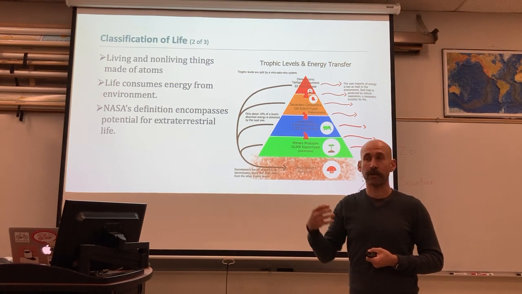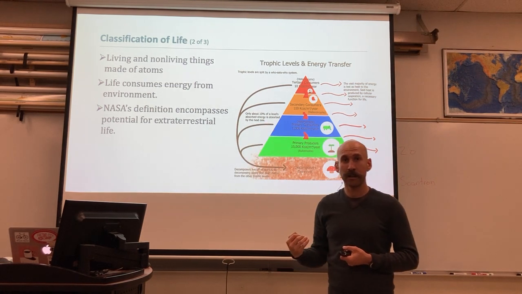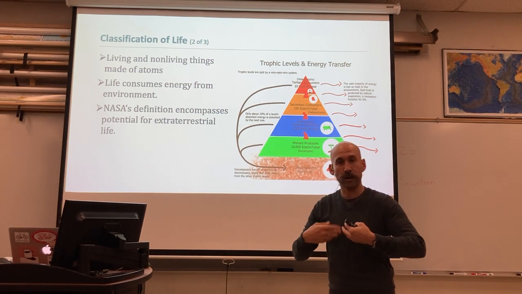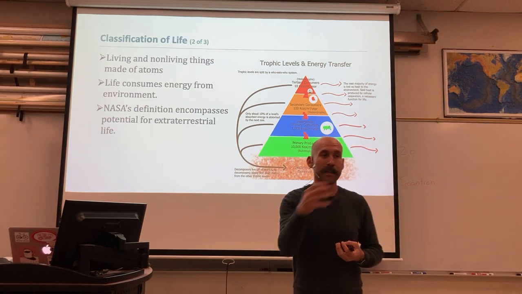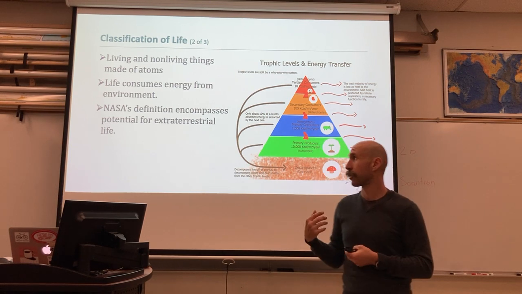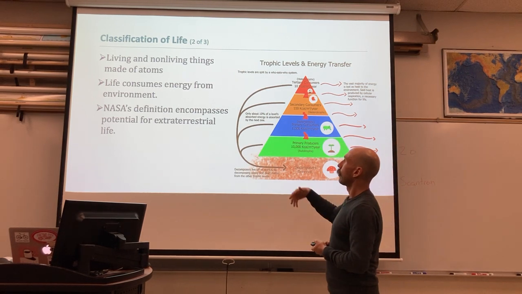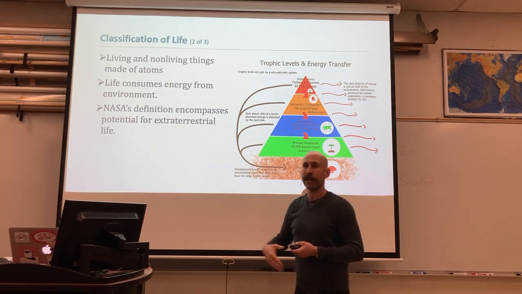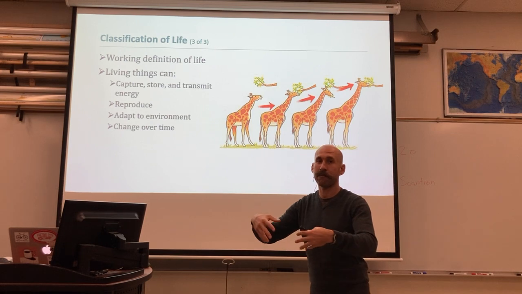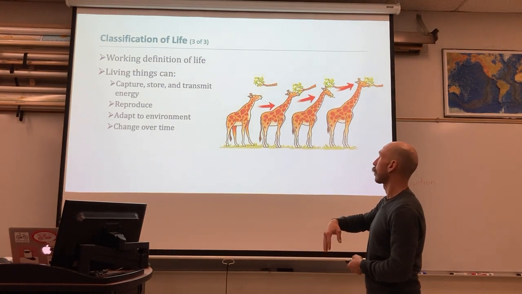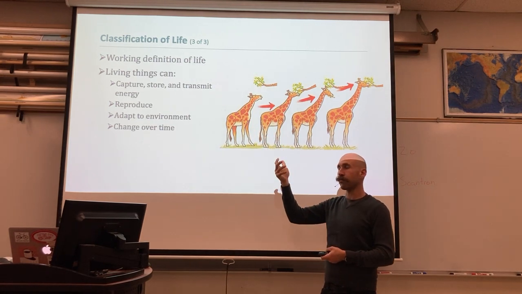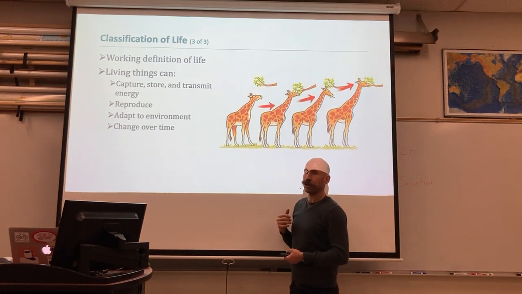Life is made of atoms, and there's a difference between living and non-living. Life consumes energy. The primary source of energy is from the sun. Certain organisms use that solar energy and produce their own energy, and others have to eat organisms who produce their own energy. We're talking about autotrophs and heterotrophs. And then we have a very specific definition from NASA that encompasses extraterrestrial life, because life may not be specific here to Earth. So living things can capture, store, consume, I guess that would be capture, transmit energy.